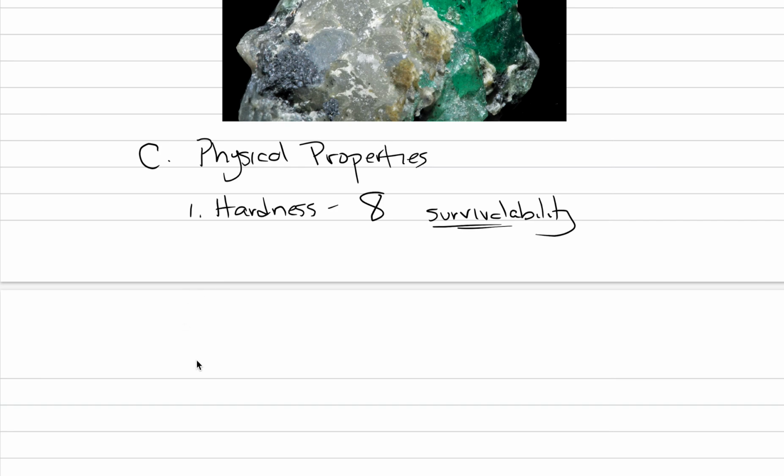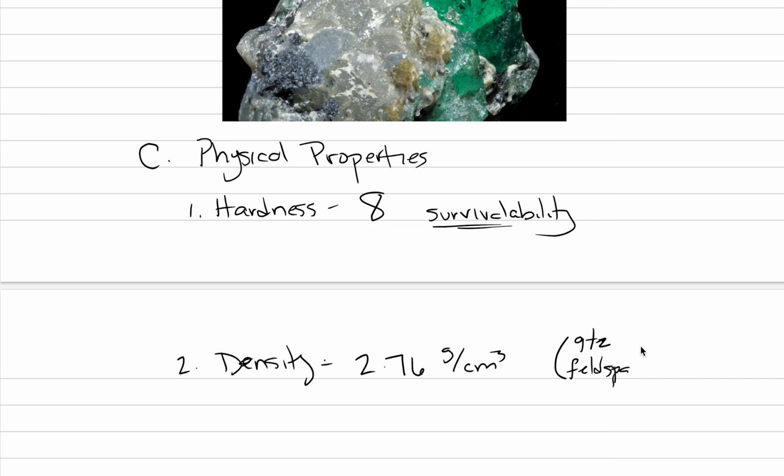The next thing we should talk about is density. Oftentimes, gemstones have a high density. This is not the case. Beryl has a density of 2.76 grams per centimeter cubed. This is essentially identical to normal things like quartz and feldspar. So we can't use gravitational separation methods like we could with corundum to find beryl.